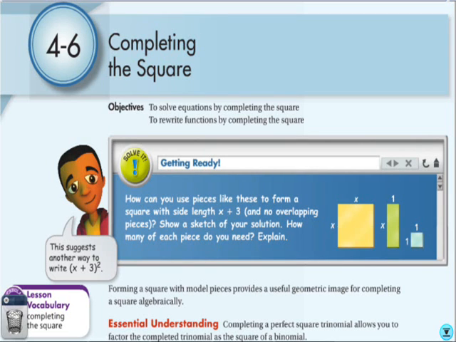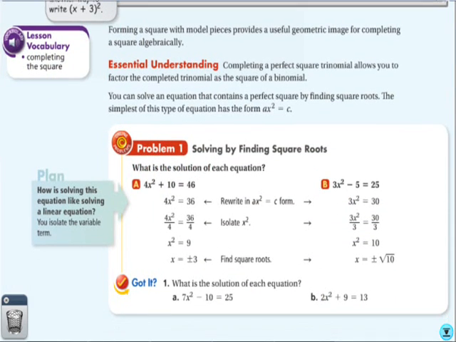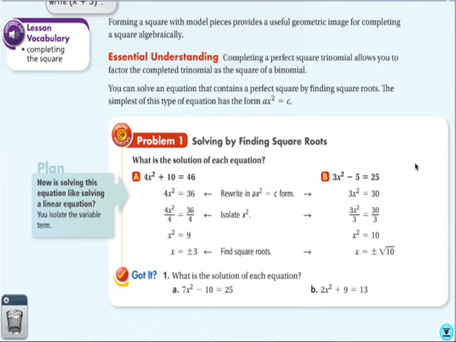Okay, so let's take a look at Chapter 4, Section 6. We're going to solve equations using a skill called completing the square. This is going to be pretty new for everybody, so I need you to really focus and try the ones that I ask you to try. Okay. First, we have to understand how to solve simply by finding square roots.